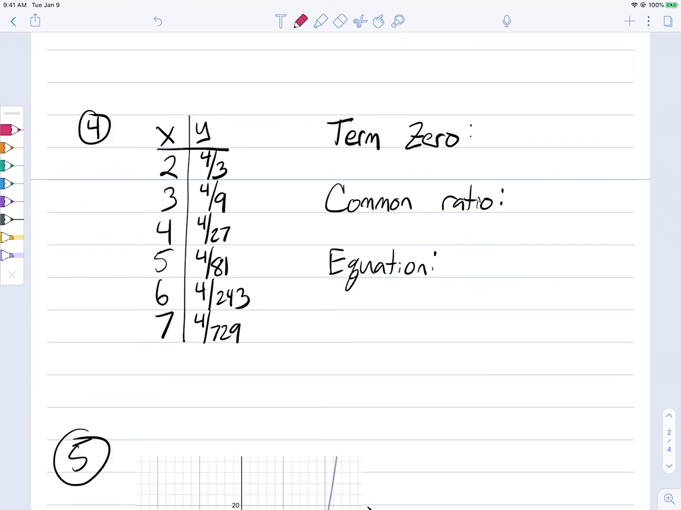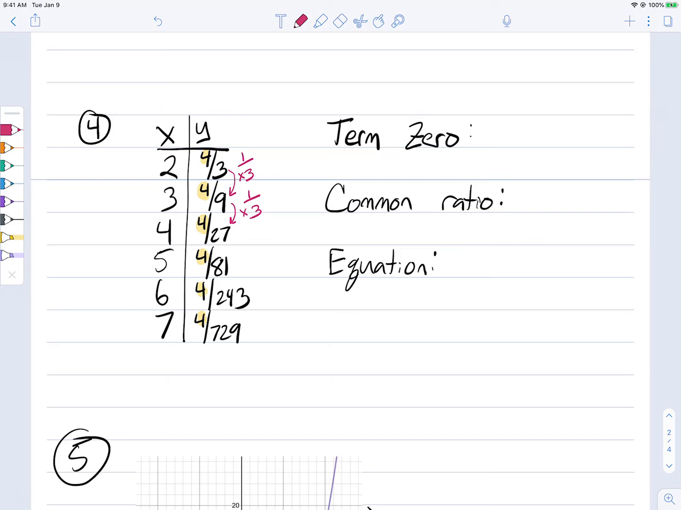Okay, let's try another one. Our 0 term is not there. It's completely missing. If you look at the y values, it's not as complicated as it looks because it's a consistent 4 in the numerator. So let's look at what's happening to the denominator. How do you get from 3 to 9? You multiply by 3. How do you get from 9 to 27? You multiply by 3. But since those numbers are in the denominator, just make it a 1/3, because now you're multiplying the denominator by 3 consistently.